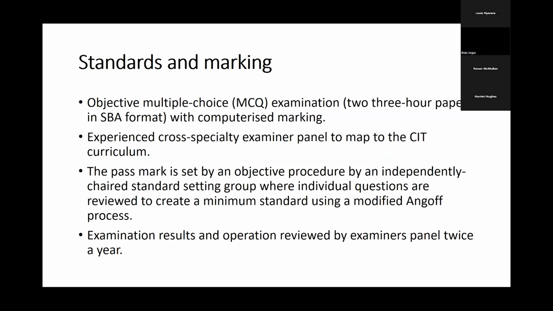So the pass mark is set by the standard setting group, who independently set what they think is the pass mark. And that's using a modified Angoff process. The results of the examination are reviewed by the examiners, and we look and make sure that the exam is performing as we expect.